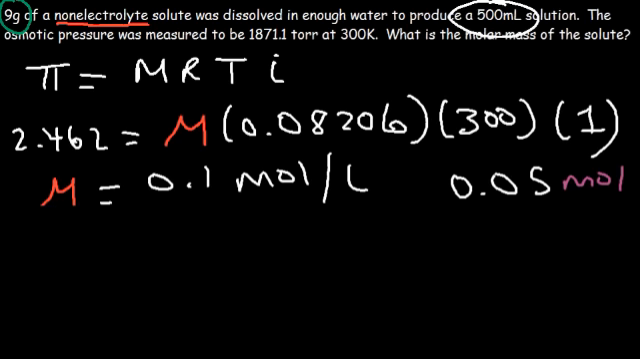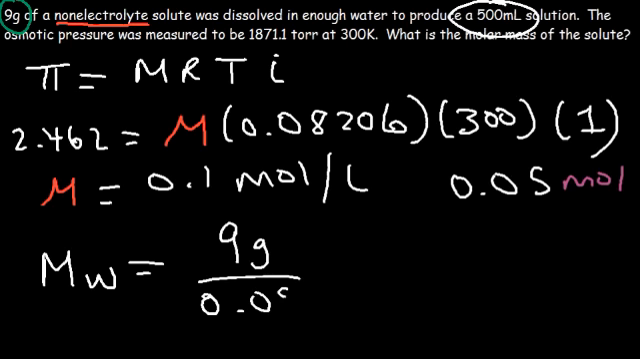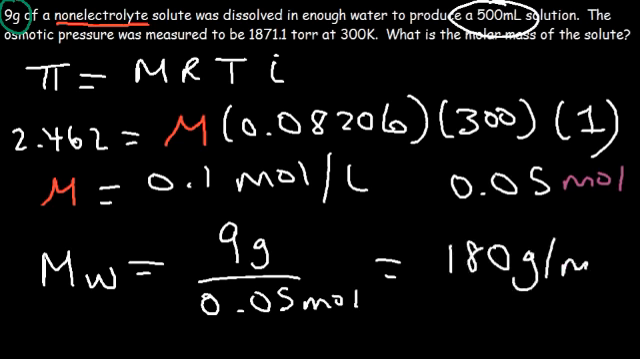Now that we have the moles of solute, we can calculate the molar mass. So the molar mass, or the molecular weight, is going to be 9 grams divided by 0.05 moles. So the molar mass is 180 grams per mole. This is the answer.